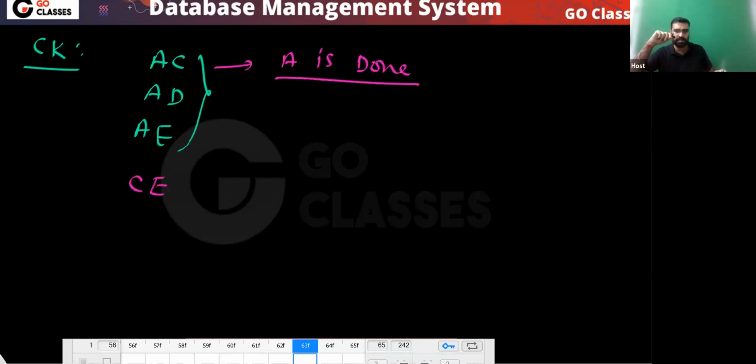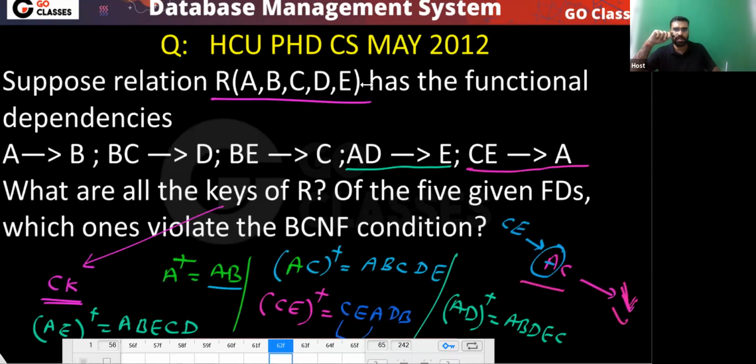Now let's check for C. With C, now forget about A. So C is also there. What about CB? CB can determine BCD.